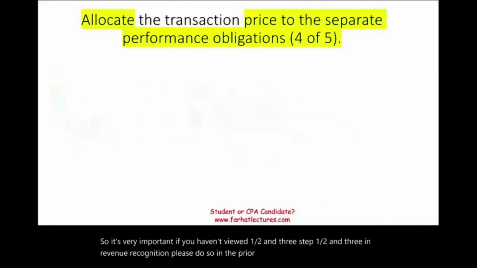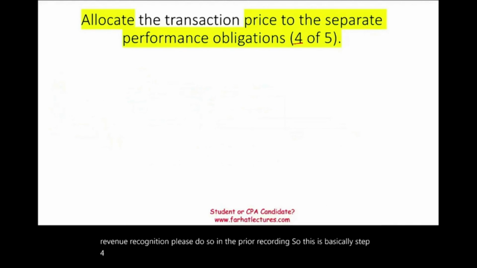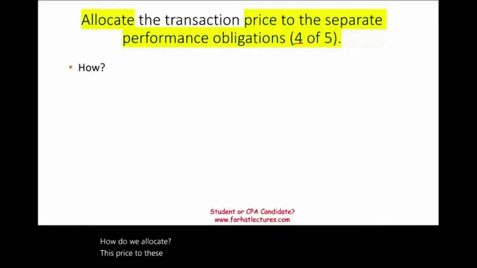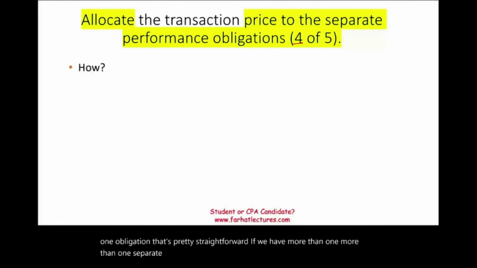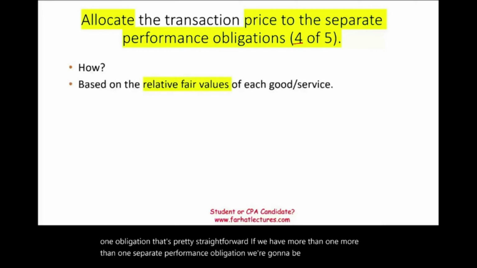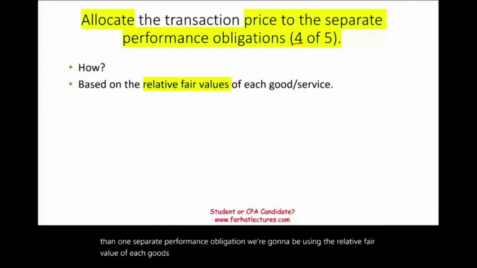So this is basically step 4 of 5. We still have 1 step to go. Now, how do we allocate this price to the separate performance obligation? Once again, if we have only one obligation, that's pretty straightforward. If we have more than one separate performance obligation, we're going to be using the relative fair value of each good and service. Now, what is the relative fair value?